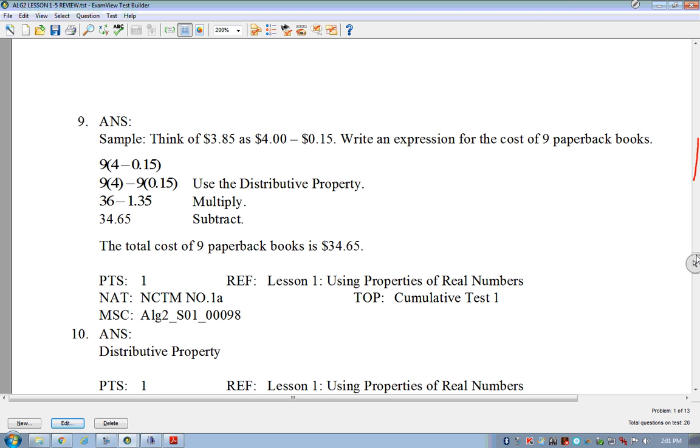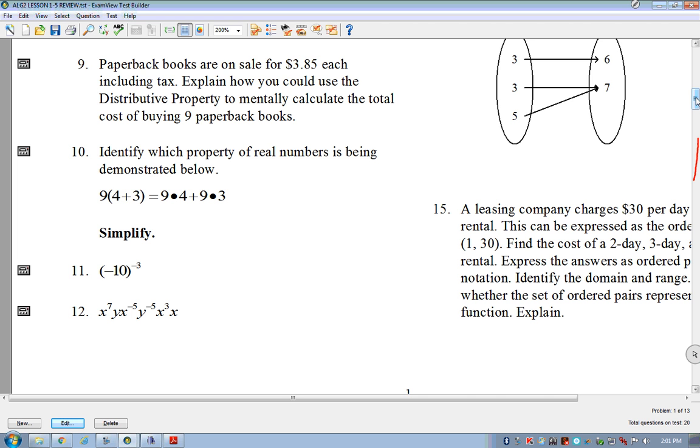Okay, let's see. The next one on the list was number 10. Let's get that out of the way. Number 10. All right, identify which property of real numbers is being demonstrated below. This should be pretty similar to what you saw with number 9, right? And our question is, what is happening with this to get where it is? Right, we're just showing that distributive property being worked out here and here. So it's just the distributive property, okay?